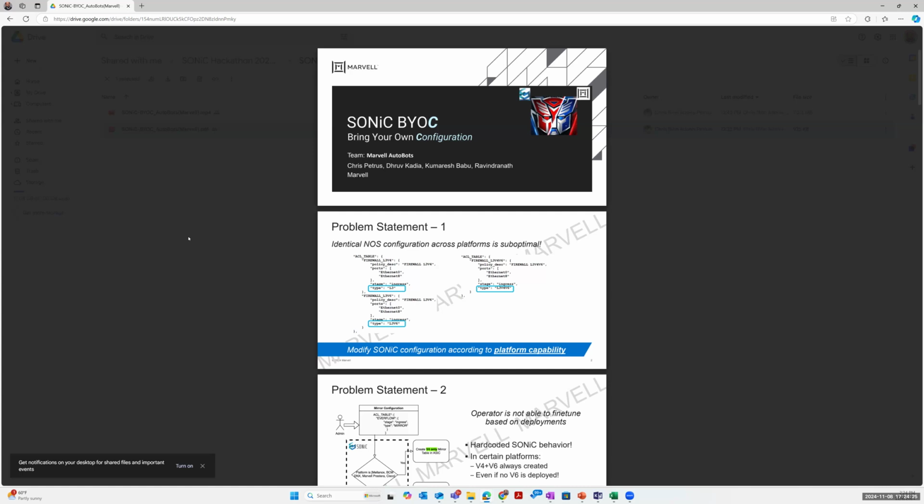Hey Ravi, another quick question. Your theme is bring your own configuration, right? But the configuration comes from various vendors, and you present it in a manner that SONiC understands it. So there is a pre-tuning of the different vendor configurations to SONiC-understandable configuration for the optimizations, right?